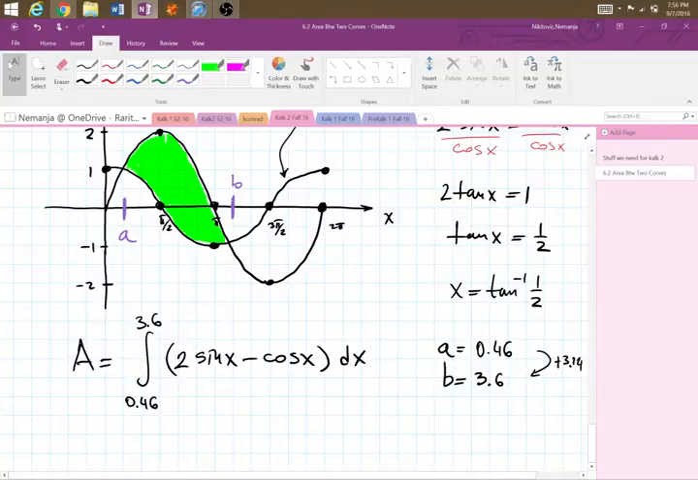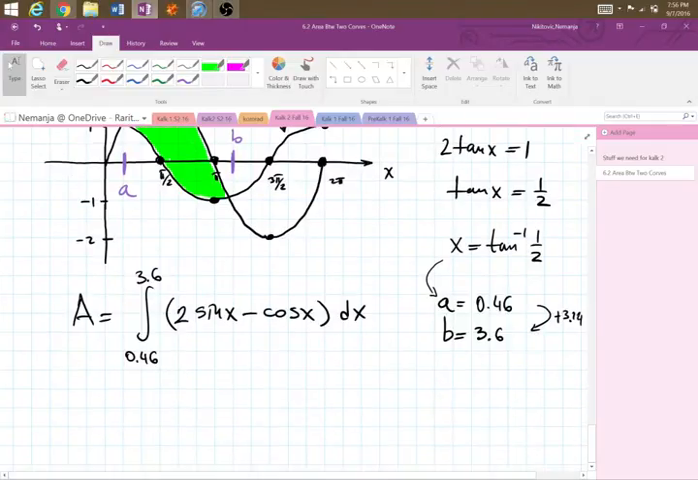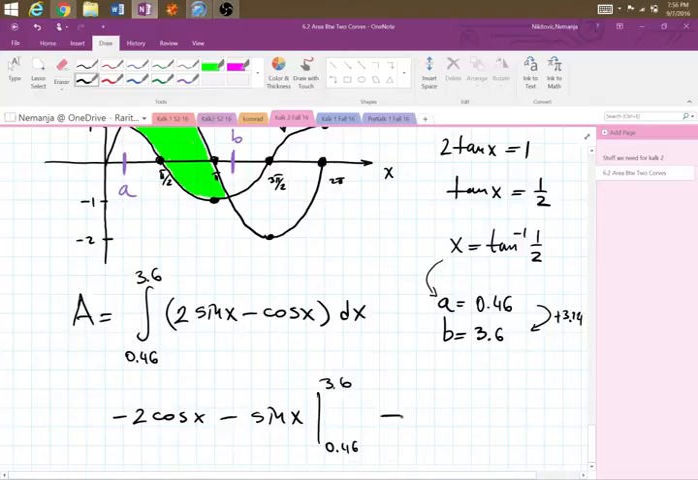Where did the two numbers for A and B come from? A is just a calculation, and then B happens a period later, which is plus pi, 3.14, because pi is the period for tangent. So now the integral: for the sine, we get negative 2 cosine x minus sine x, computed from 0.46 to 3.6, and all of this equals a number, and it's great.